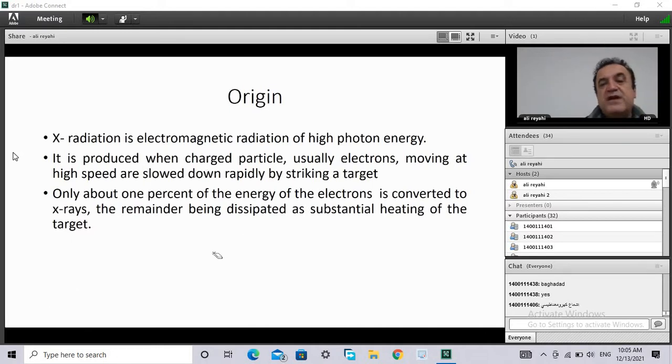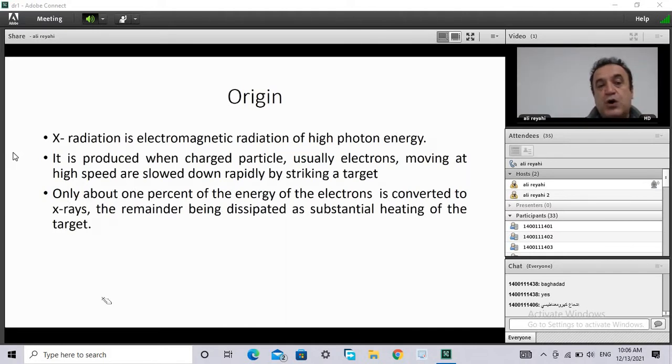Okay, when we have a charged particle and we move it in a direction and then we stop it, stopped what? Stopped the charged particle. Usually we mean electrons. When we slow down the charged particle by a target, for example, the electron strikes a metal, for example, tungsten, X-ray is produced. We speak about how X-ray is produced.